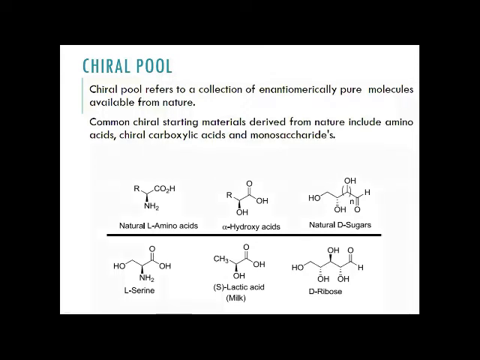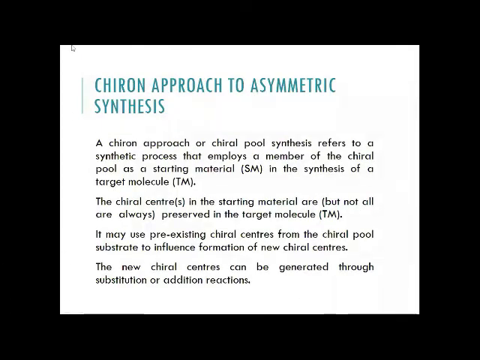Now, which enantiomerically pure molecules are available in nature? It may be some amino acids, some chiral carboxylic acids, monosaccharides, various enzymes. These are all examples of enantiomerically pure molecules used in chiral pool synthesis, and they are available naturally: all natural amino acids, alpha hydroxy acids, natural D sugars, L-serine, lactic acid and ribose. These are all naturally available. Now, the chiron approach to asymmetric synthesis.